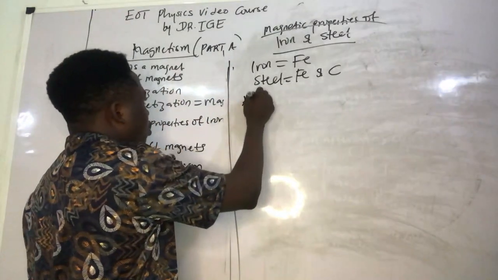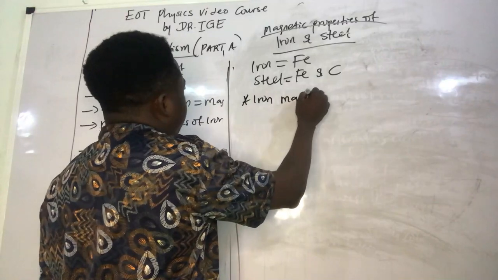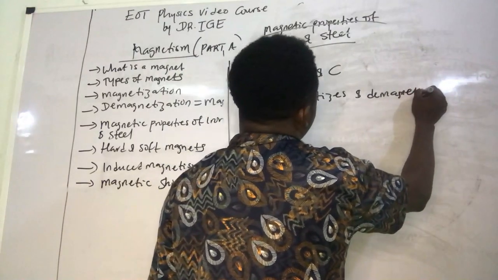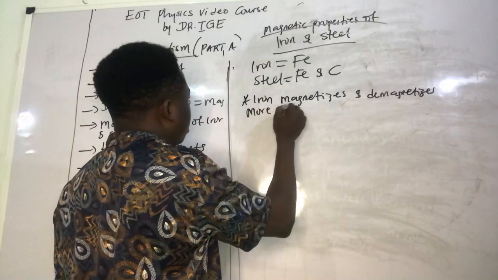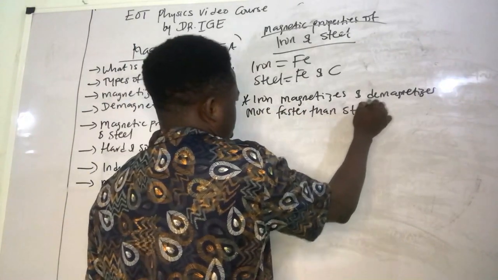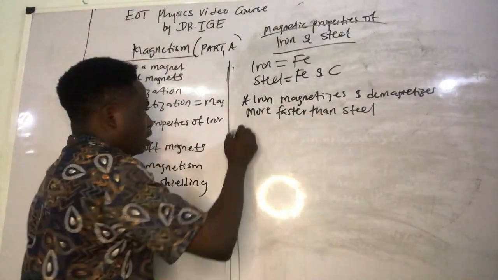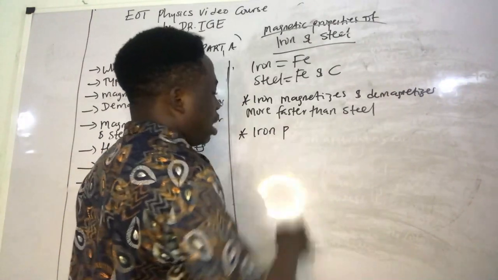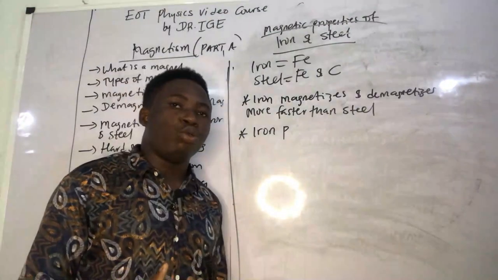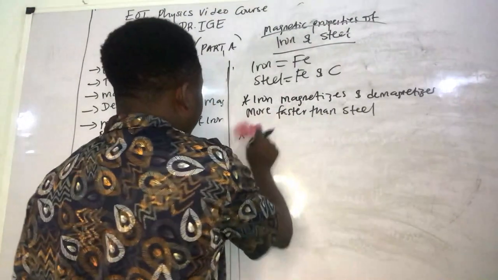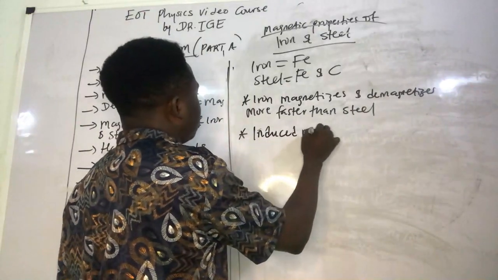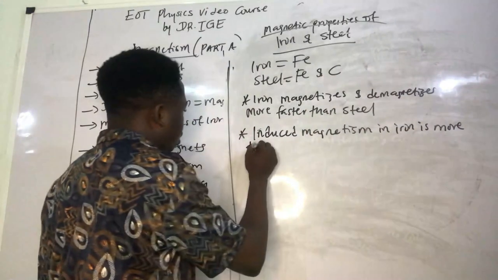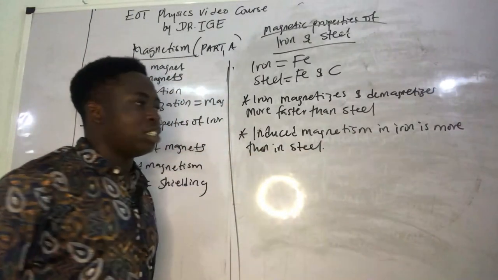Let me talk about iron. Iron magnetizes and demagnetizes faster than steel. You understand? Iron magnetizes and demagnetizes faster than steel. If you expose both iron and steel to the same conditions, let me just put it here that induced magnetism in iron is more than in steel.